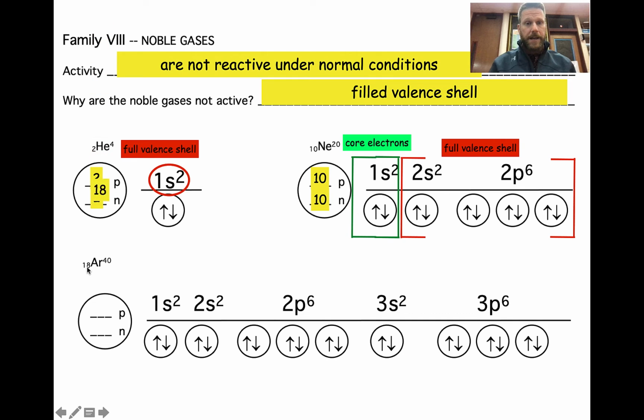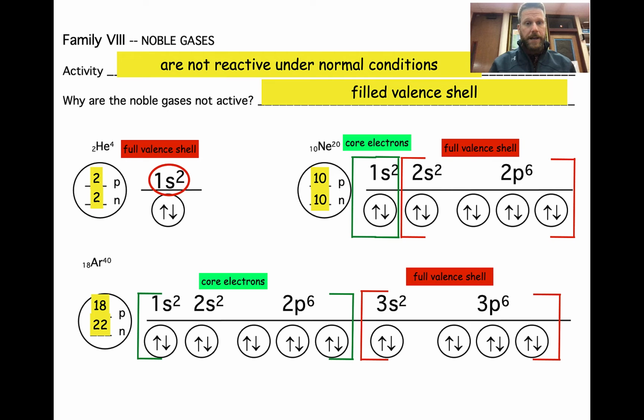Argon has 18 protons, and this isotope of argon would happen to have 22 neutrons because 40 minus 18 is 22. The valence shell for argon would be 3. It's the outermost energy level. And you can see it has 2 electrons in the s orbital, 6 in the p orbital. It has a full valence shell. Full valence shell means it will not be reactive. There's no need for it to react.